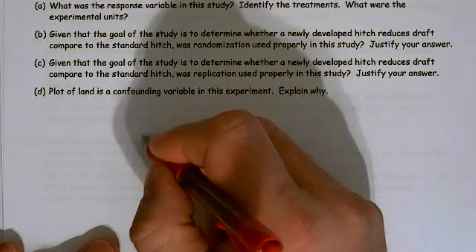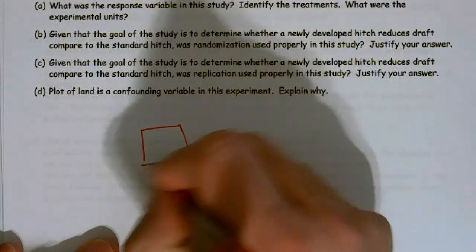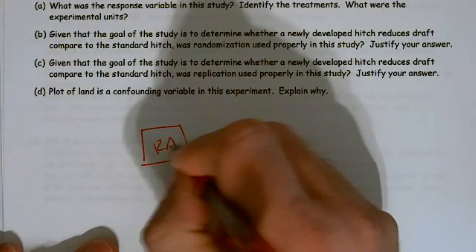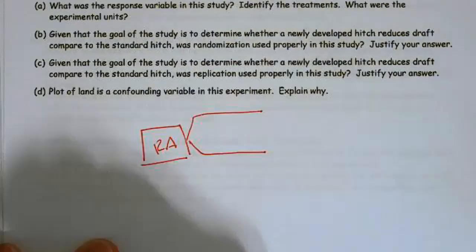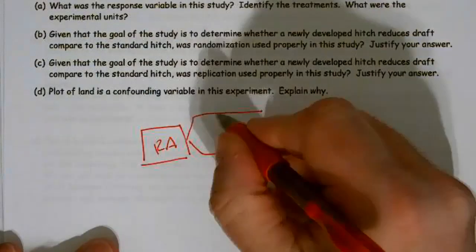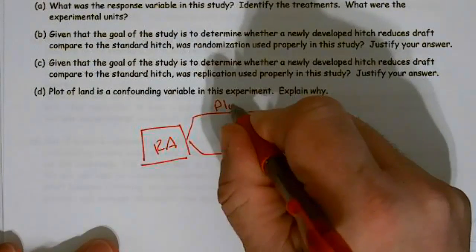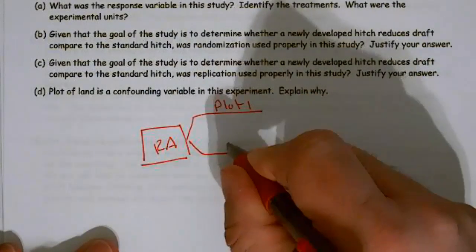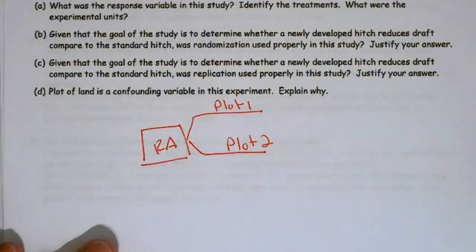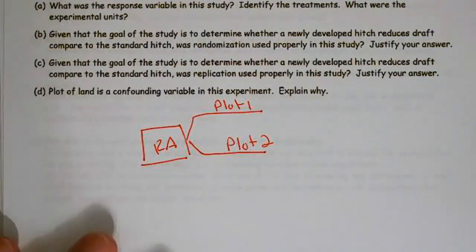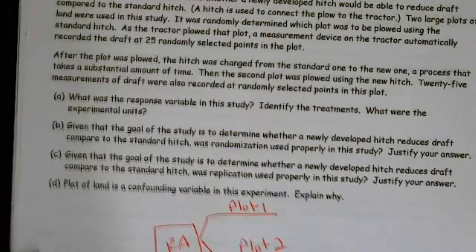So let's real quickly draw a picture here. We have random assignment, and we're randomly assigning the hitch to either plot 1 or plot 2. That's important because it didn't go to both plots. All right, that's going to be an important thing at some point.